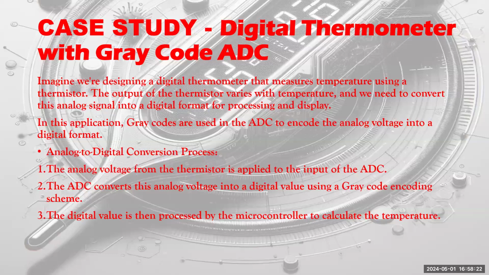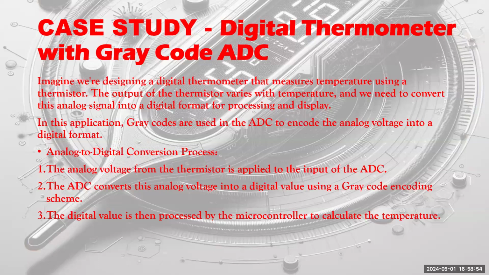So in this case study, we can see how gray codes are being utilized in an analog to digital converter for a digital thermometer application. By encoding the analog signal into digital format with gray codes, we can have reliable, precise temperature measurements. Even in the presence of noise on sensor outputs, error sensitivity will be less because of the one bit change in gray codes.